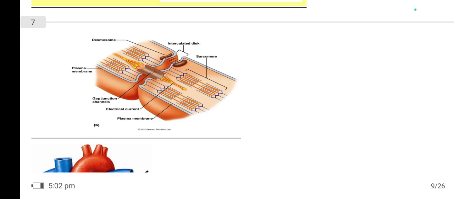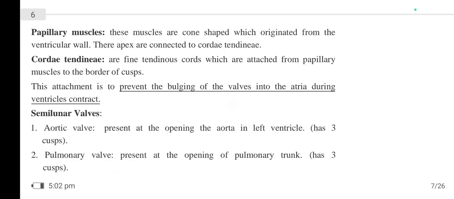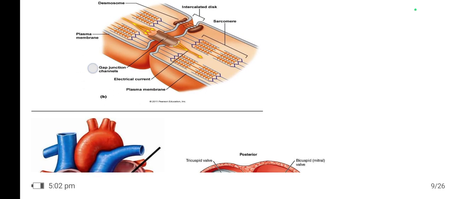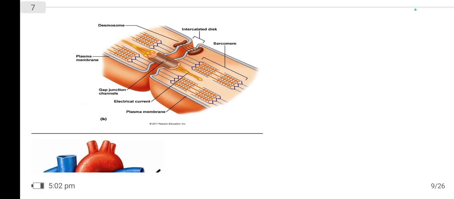This is the structure of the valve layers. The intercalated disc is present between two fibers. Gap junctions are also present, where electrical current passes. This is the outer plasma membrane layer, and the sarcomere is inner, where the electrical transfer takes place. Desmosomes are also present between two fibers.